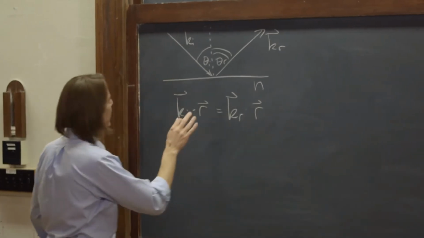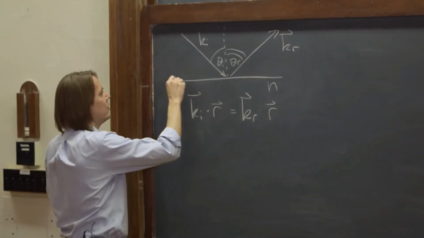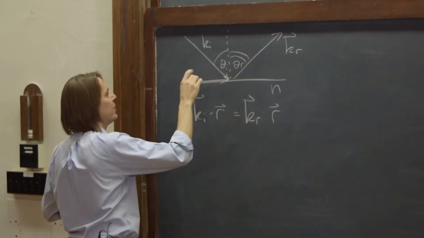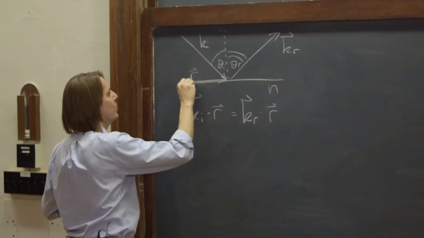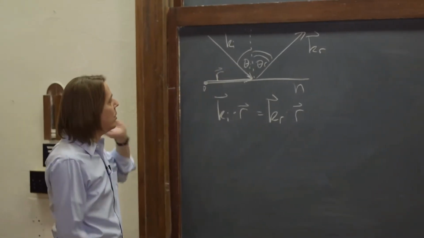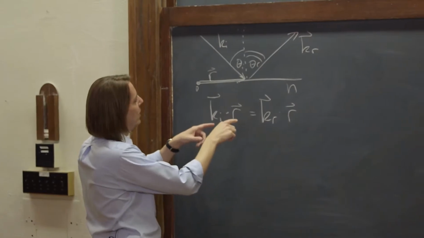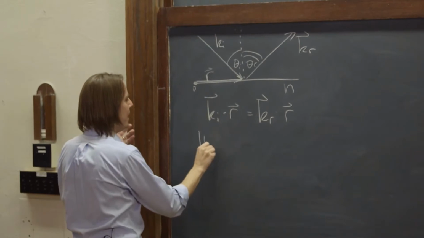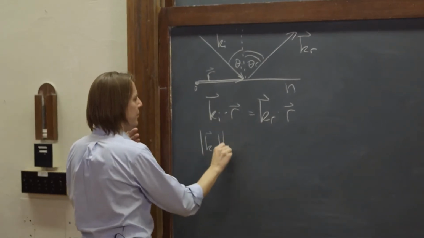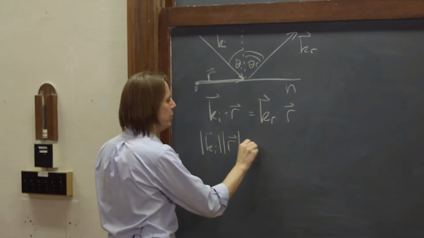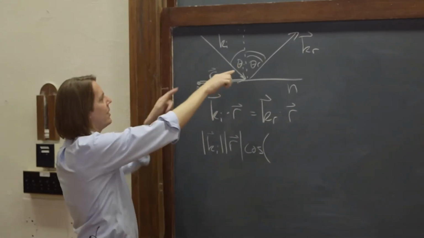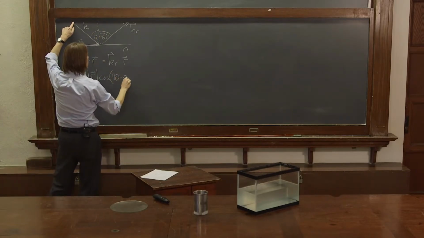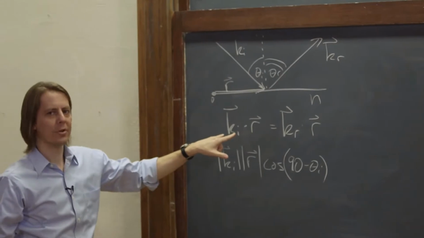If we know that Ki dot R equals Kr dot R, since we're working in the interface, let's put the origin here and just say R is this vector. I'm showing you this specific R, but this is true no matter how you define R. One way to write the dot product is the magnitudes times the cosine of the angle between them. So this is the magnitude of Ki times the magnitude of R times the cosine, and the angle between them actually isn't theta I. You have to put this tail to tail with that. It's actually 90 minus theta I. So that's the dot product, Ki dot R.